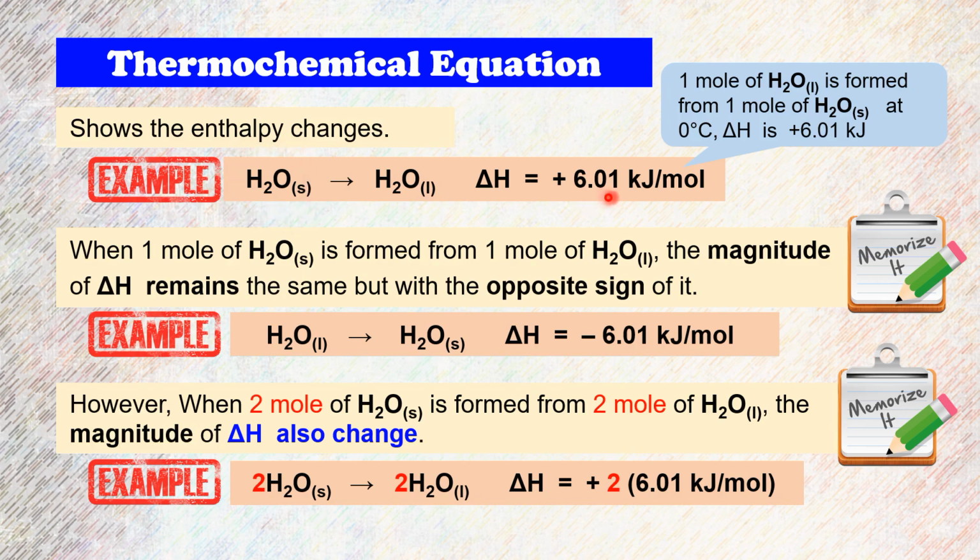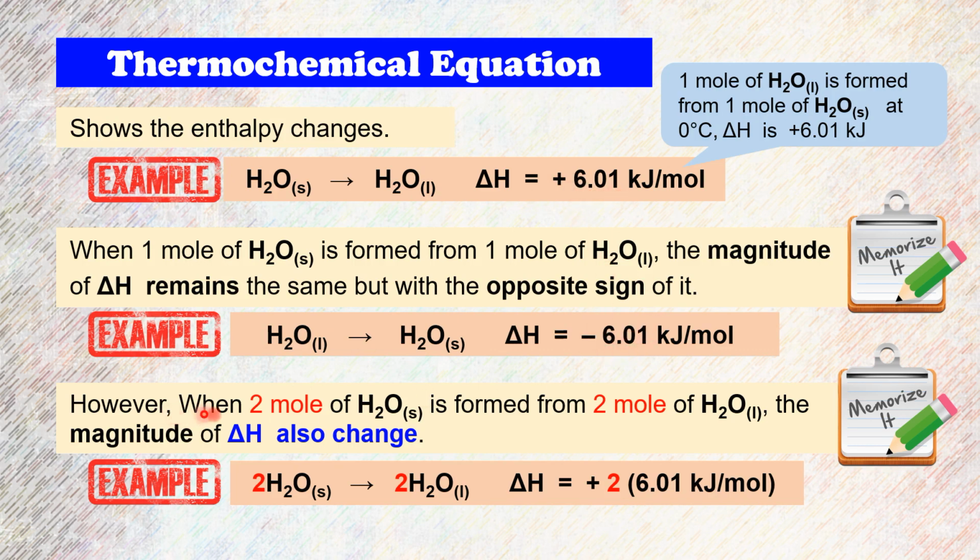It absorbs 6.01 kilojoule per mole of heat at 0 degrees Celsius. When 1 mole of H2O solid, that is ice, is formed from 1 mole of liquid water, the magnitude of delta H remains the same, which means the value of delta H is the same, however with the opposite sign. For example, from H2O liquid, it will produce ice. So the equation is reversed, the sign is changed from positive to negative. However, the magnitude, the value, remains the same.